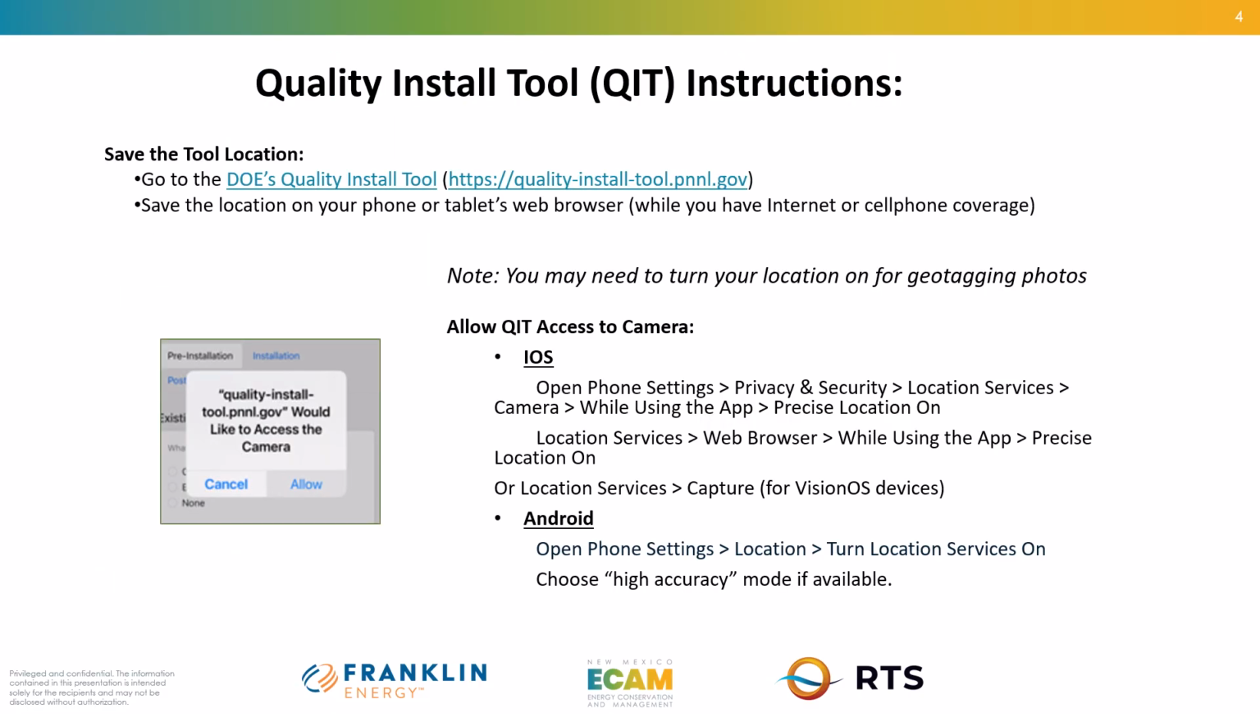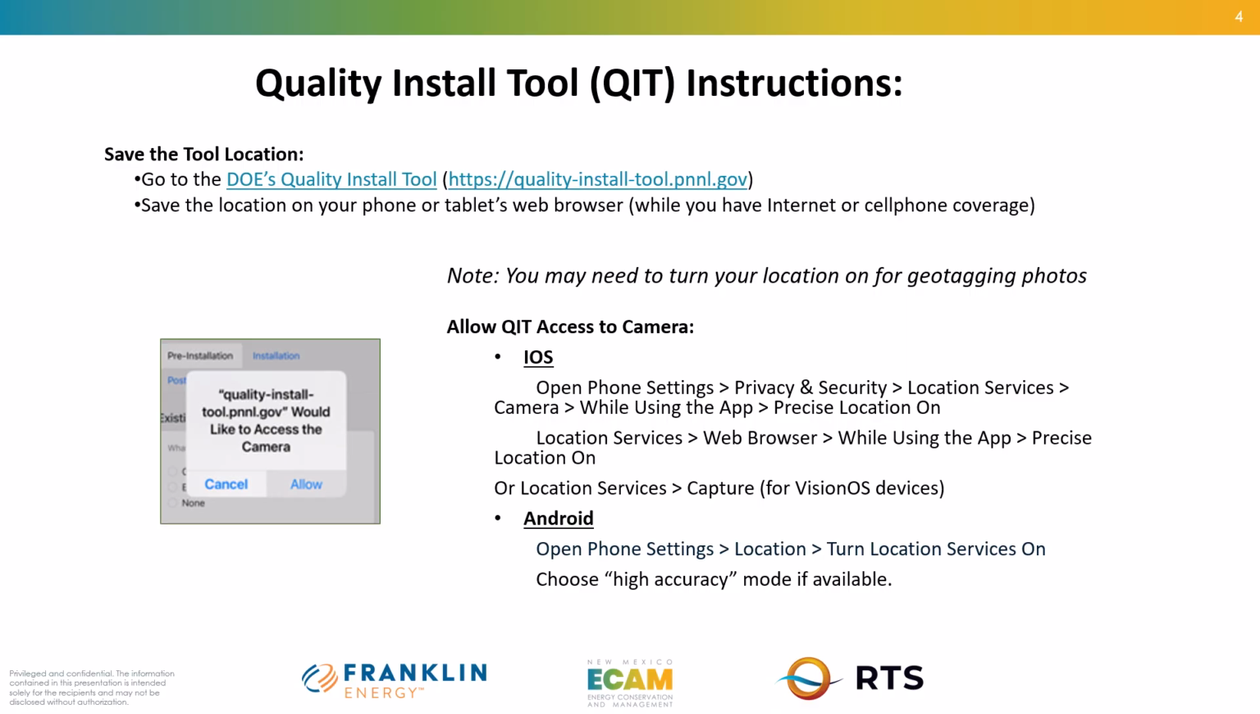When supporting an air source heat pump installation, go to the DOE's Quality Install Tool, or QIT. Here, you will save the tool location on your phone or tablet's web browser while you have internet service or cell phone coverage. You may need to turn your location on in settings to geotag photos.